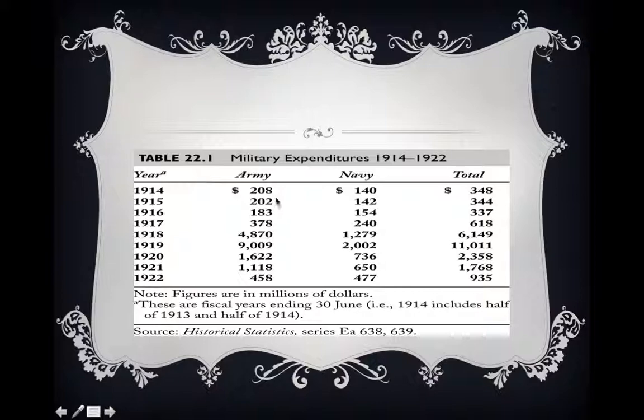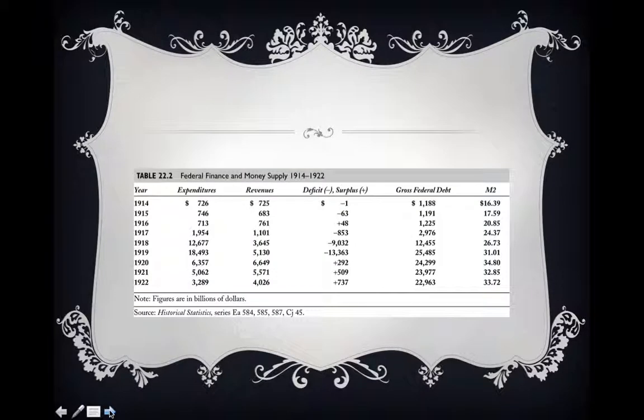So what we want to take a look at is the impact here in 1918 and 1919 on the economy of this drastic increase in military expenditures, and then what's the effect in 1920, 21, and 22 when we see dramatic decreases in military expenditures post-World War I. So let's take a look at generally what happens with federal finance and how that translates to changes in the money supply. Again, you can see the dramatic increase in expenditures for 1918 and 1919.